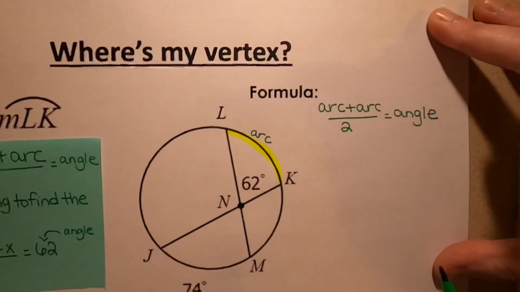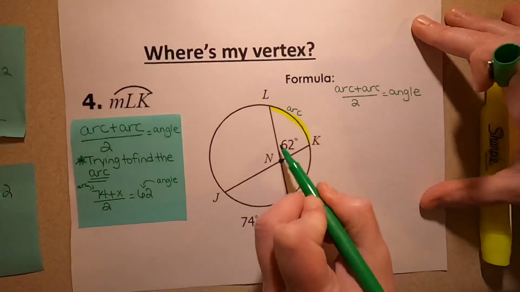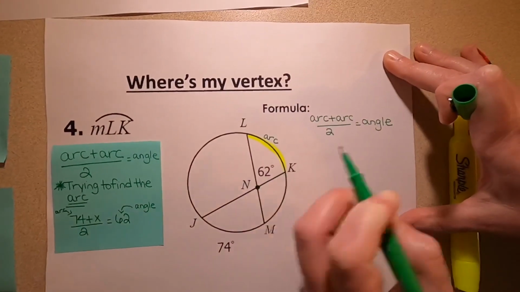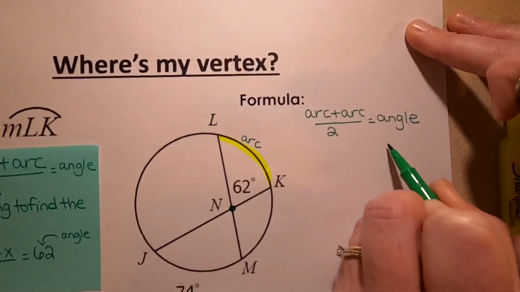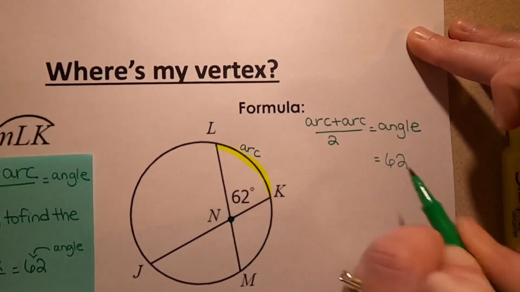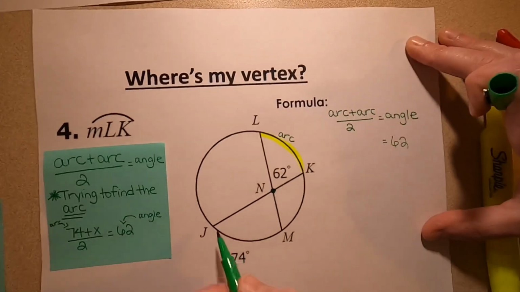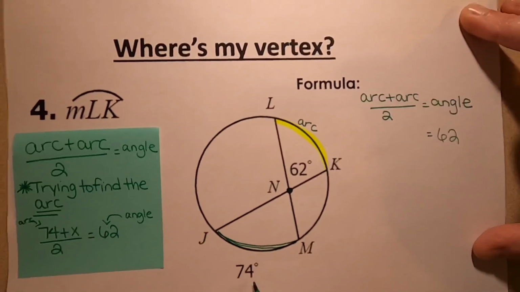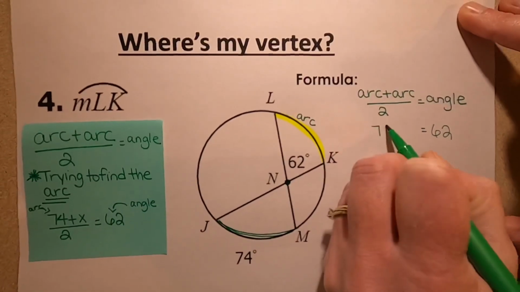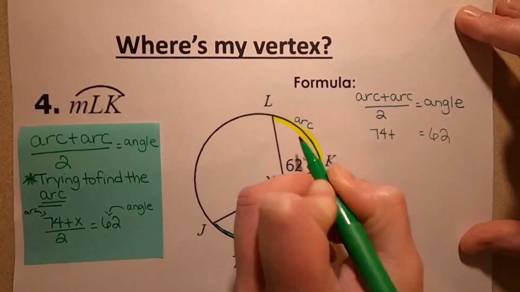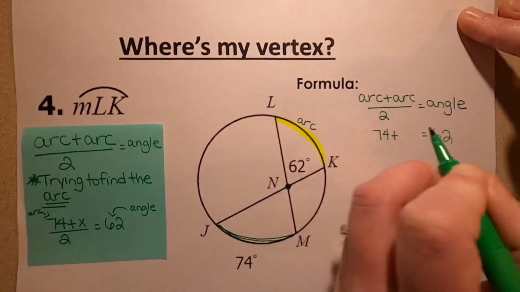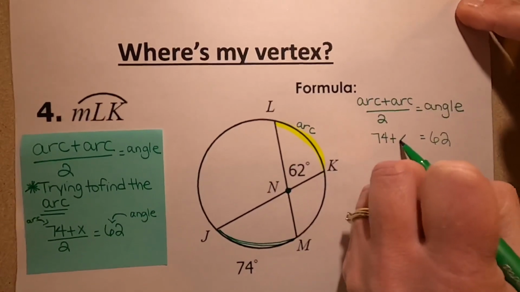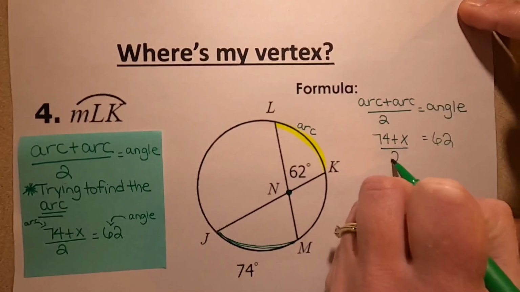So now I'm like, what do I have? Is 62 an angle or an arc? Pretty sure, guys, that is an angle. So I'm going to put 62 where I see the word angle. Now, you'll notice here in the picture, I have 74. 74 here is an arc. So I'm going to put 74 where I see the word arc. And I don't know what this other arc is. What do we use in math when we don't know something? We put a variable. So we're going to put x divided by 2.